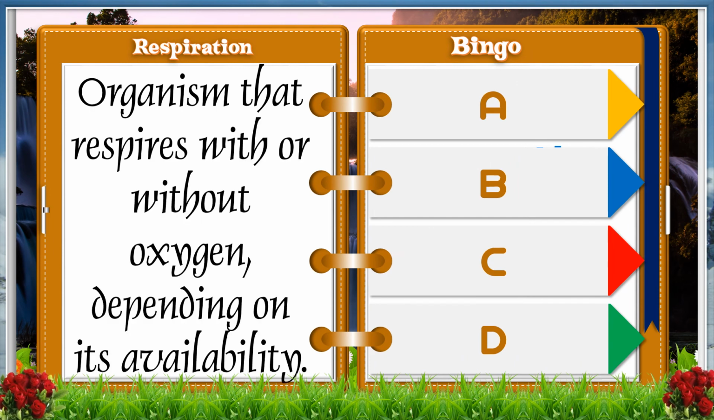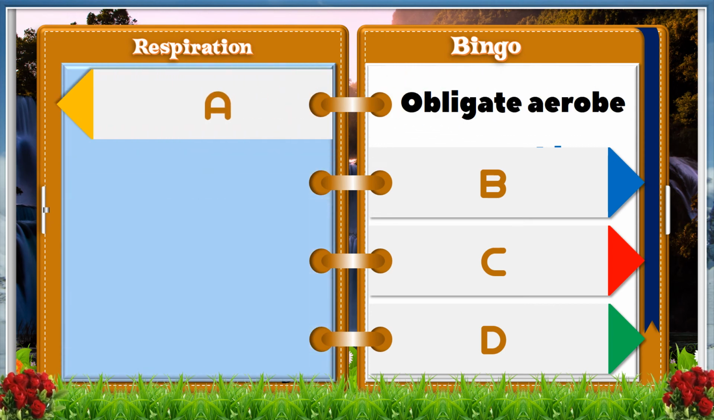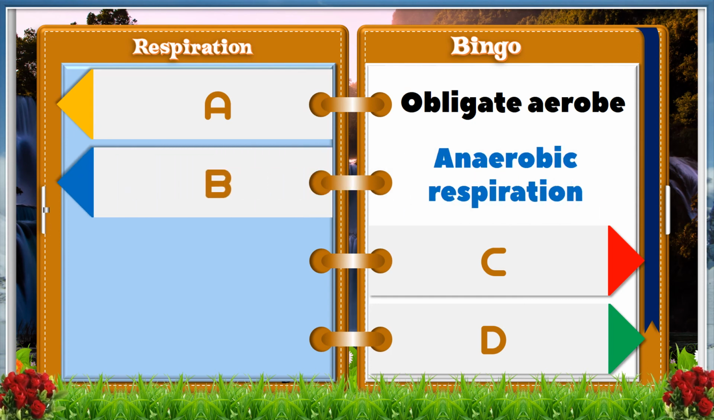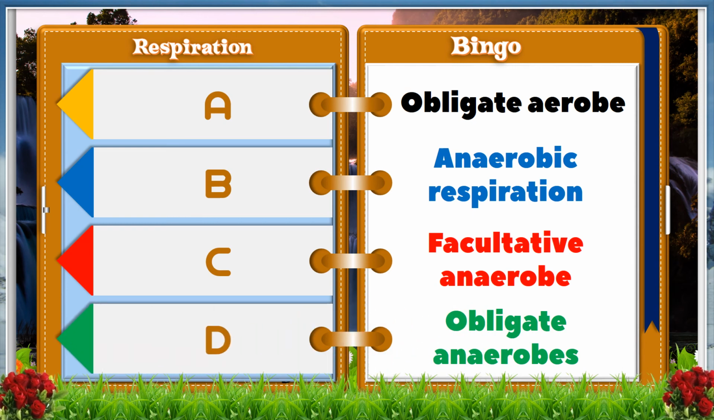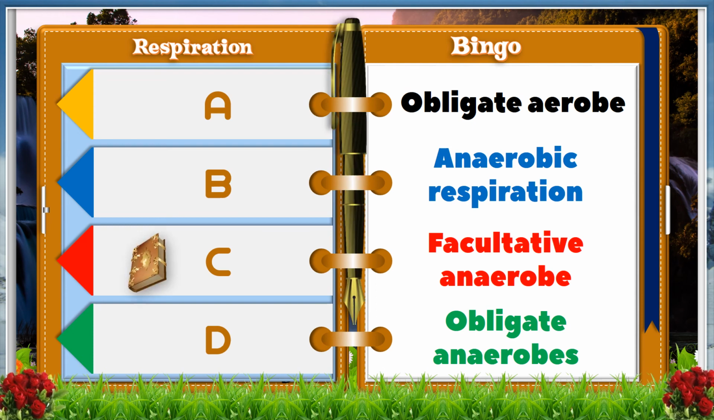Organisms that respire with or without oxygen, depending on its availability. A. Obligate aerobe. B. Anaerobic respiration. C. Facultative anaerobe. D. Obligate anaerobe. And the answer is C. Facultative anaerobe.